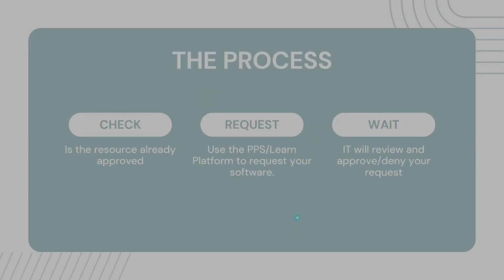So what does the basic process look like? When you want to use software in your classroom, check to see if it's already been approved. If it hasn't been approved, make a request so that it gets on the approved list. And then, part of the process is waiting for that review to happen. And so planning ahead is pretty important in this process.